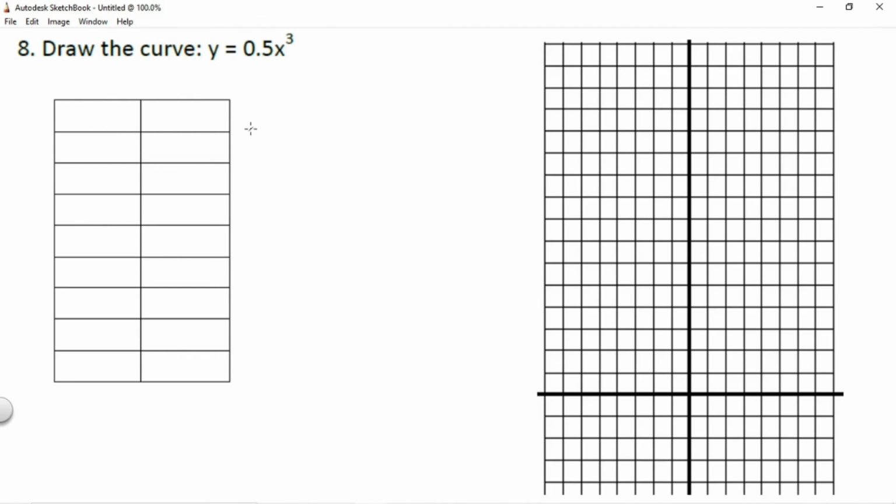For number 8, we must draw the curve y is equal to 0.5x raised to 3. This is already an example of a power function. And this is already our graph. We already have our x-axis and y-axis. Let us just try to place some values for x and then determine their corresponding values for y.